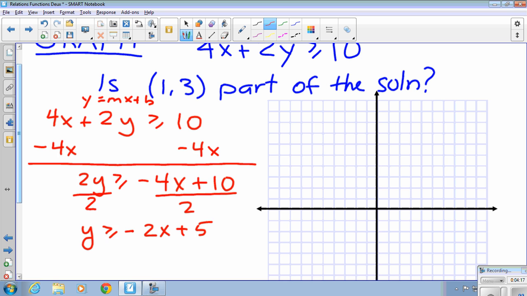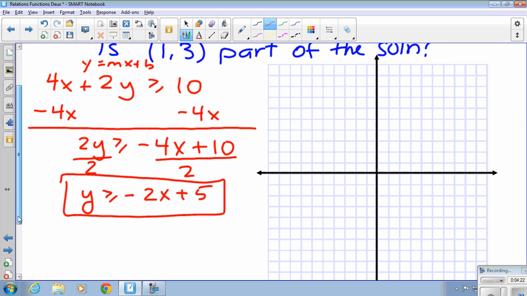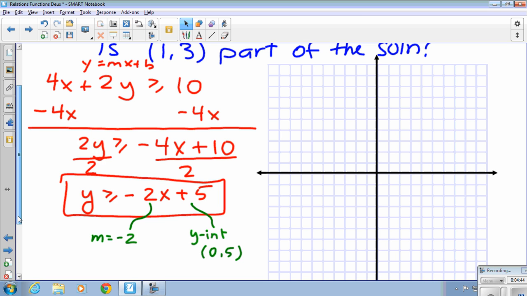So now here's our inequality that we're going to graph. And to do it, like I said in grade 10, this is our m. So our slope is negative 2, which tells us this line goes down to the right. Our y-intercept now is at 5, or more specifically, 0, 5. So we can graph this now on the graph paper to the right, and we can come up with our solution.